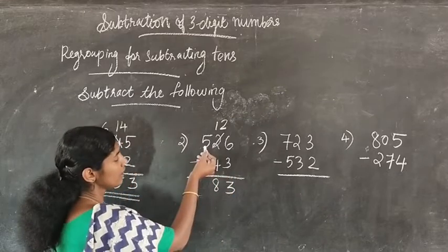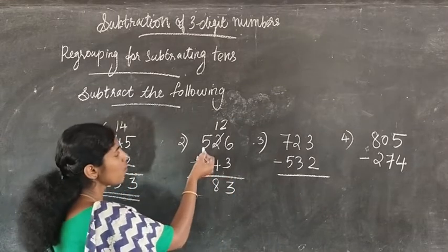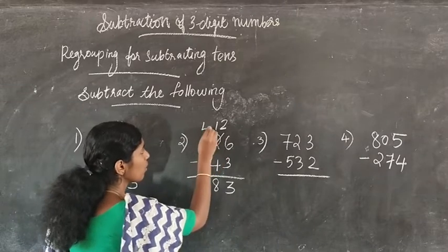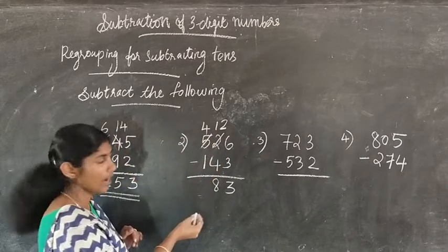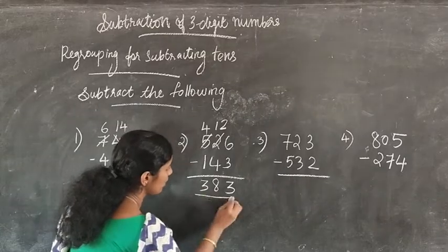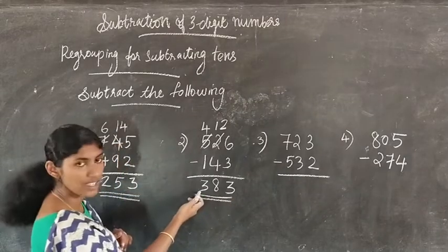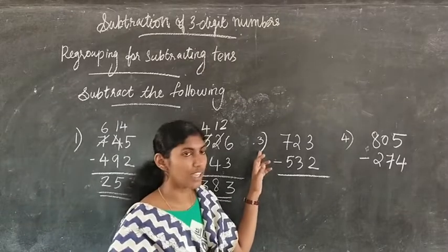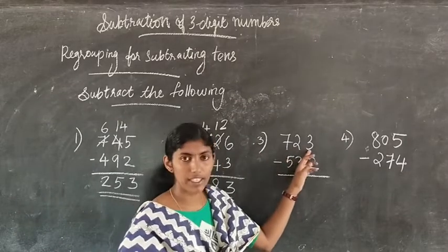Then subtract the hundreds. Here 100 was borrowed by this tens column. So here we have only 4. Then 4 minus 1, we have 3. Therefore, we got the answer 383.